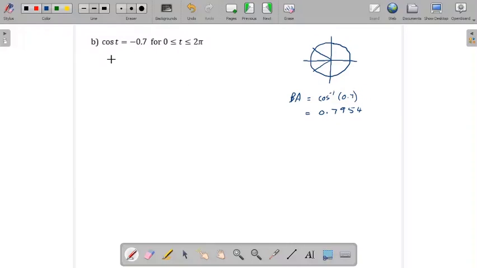Okay, so then our angle T, second quadrant, remember, is pi minus our basic angle. Third quadrant is pi plus our basic angle. Okay, so we've got here then, it's going to be pi minus 0.7954 and pi plus 0.7954.